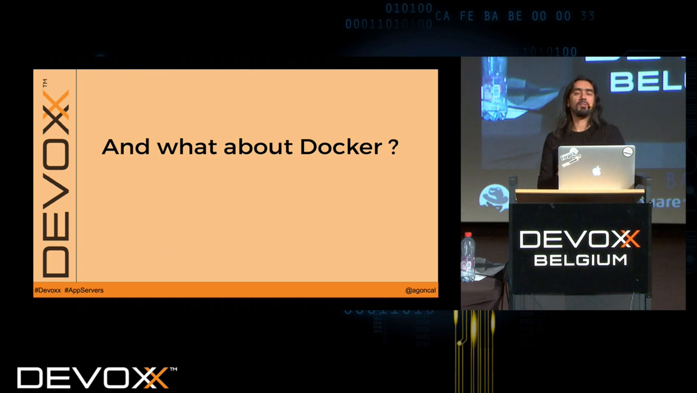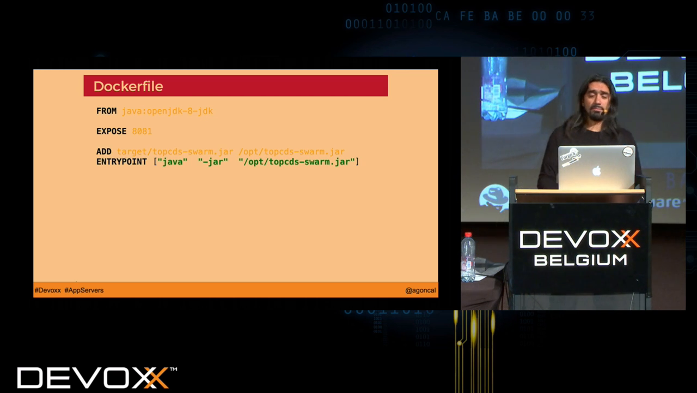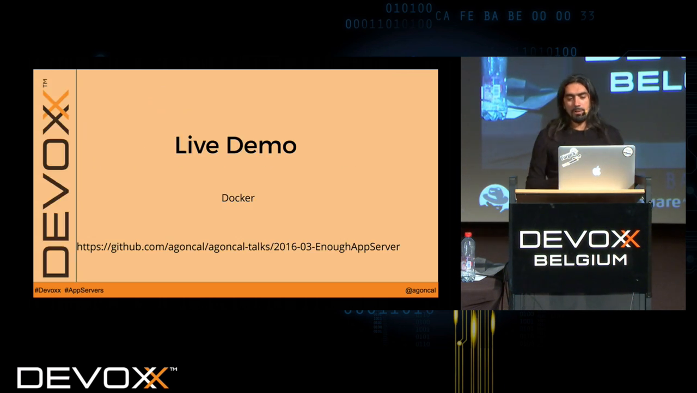Okay, and what about Docker? Well, easy peasy. You take a Dockerfile, you just use OpenJDK. So here I'm using the JDK, but I think in my image it's the JRE, which is better. I expose a port, and then I just add my fat jar, and I just go java -jar. Simple as that. So here I'm going to show you a demo, because I want to show you something.